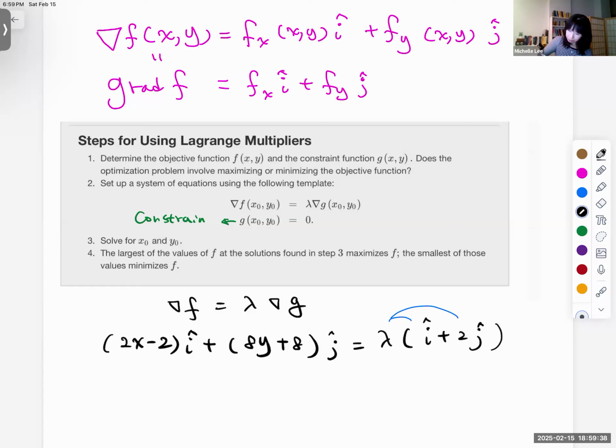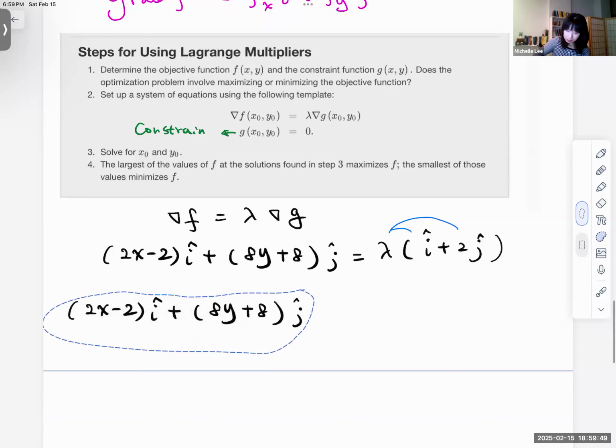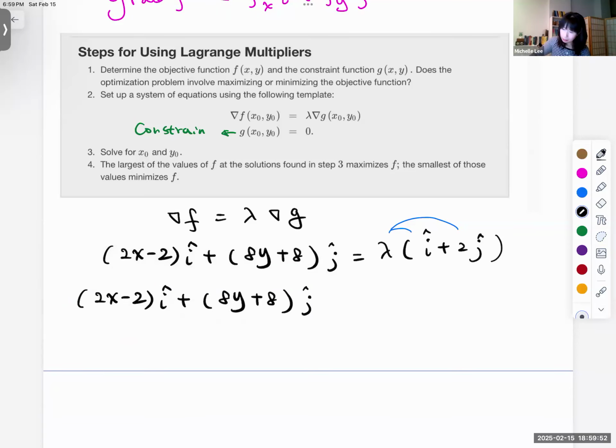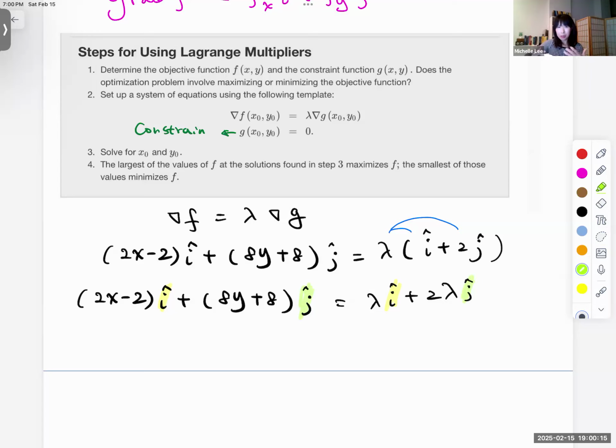So we have the left side, just copy, paste. And then the right side, we will have lambda i plus 2 lambda j, right? Okay, so look, they are equal to each other, the left side and the right side. Then look, i with i, j with j, right? So they are corresponding to each other.